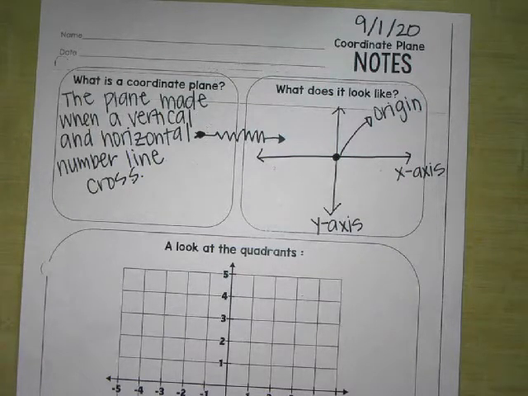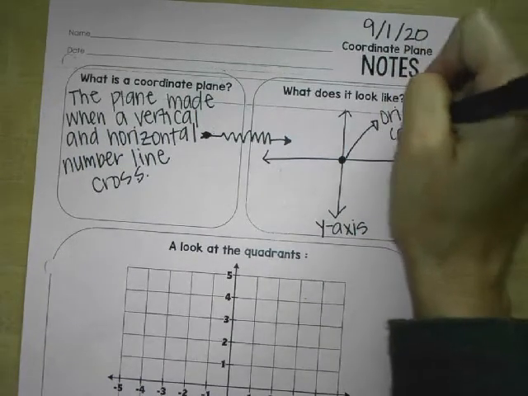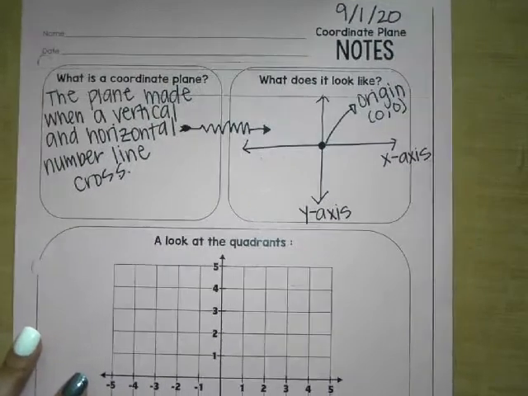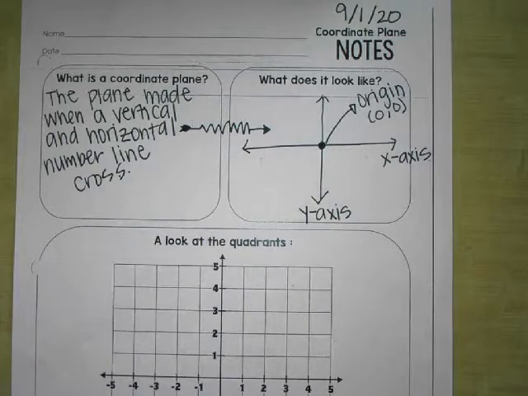Okay, so if I asked you what the ordered pair of the origin is, what would you tell me? Like, what are the points of the ordered pair? 0, 0. So that origin is always at the point 0, 0. Always, always, always.